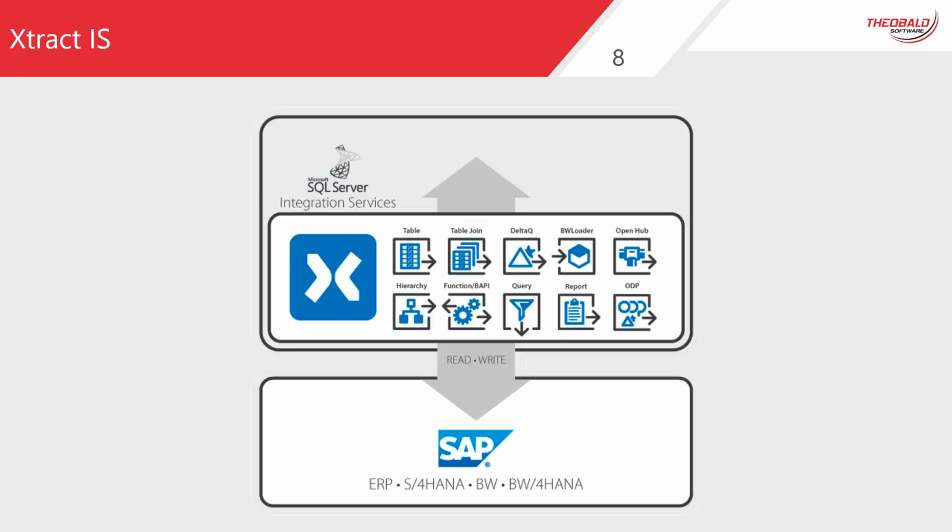Let me start here with the architecture of Xtract IS, our SAP connector for Integration Services, SSIS. As you see here, in general, the source system would be an SAP system. That can be the transactional classical SAP system, it can be ERP, or the newer version, S/4HANA. Also analytical systems like BW and BW/4HANA are supported as source systems.